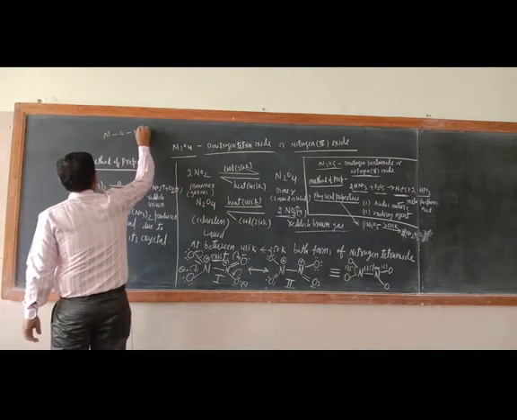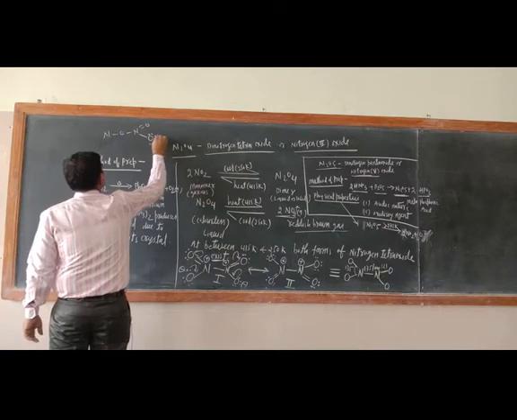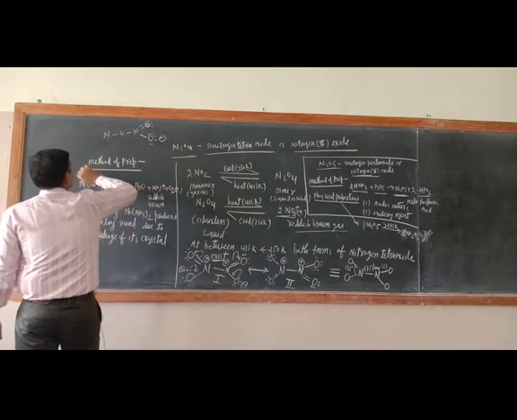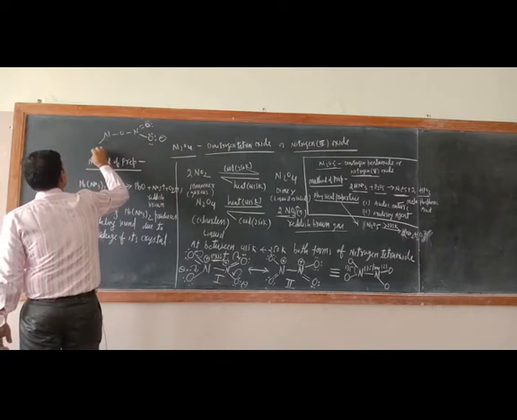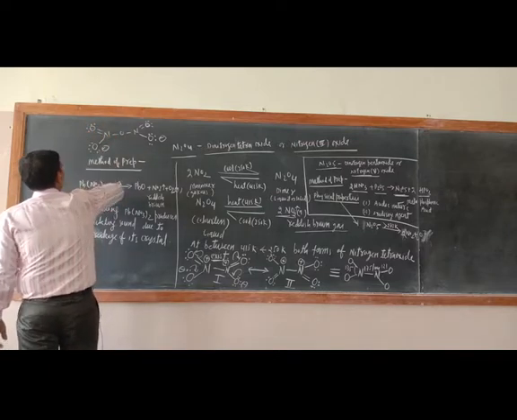NO2. One double bond, one single bond. Here 2, 4, 6 and a negative sign. Here what is there? 2 and 4 electrons. Similarly here, this oxygen, what is there? 2, 4, 6 and a negative sign. Here what is there? Double bond. What is there? 2 and 4.